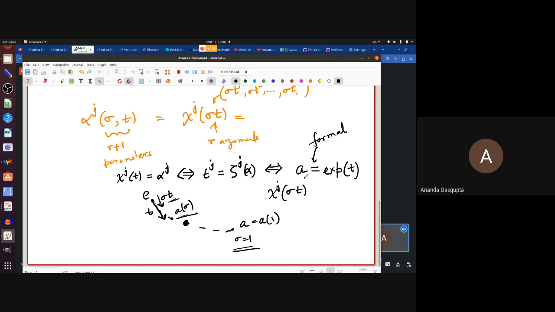This is not a statement about the group element coordinates. It's a statement about the group element itself. I'm calling the group element A, which I reach when sigma is 1, starting with tangent vector t, as exp of t. But now, can anybody tell me what this A of sigma will be in the same notation?